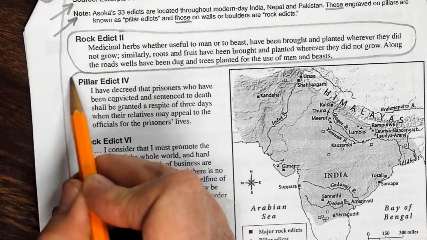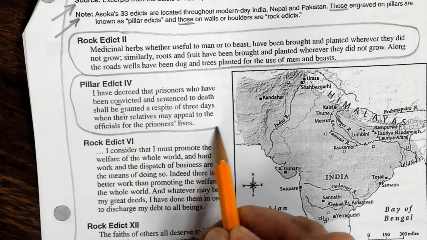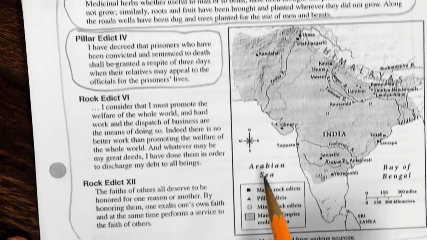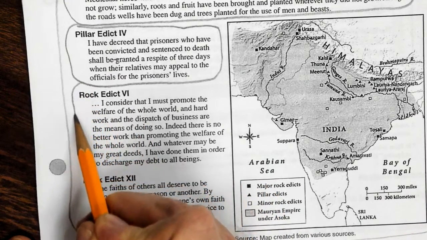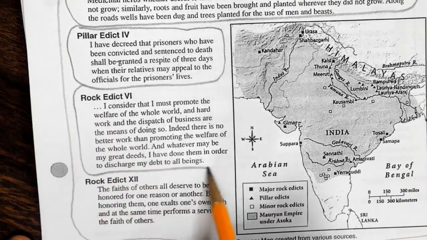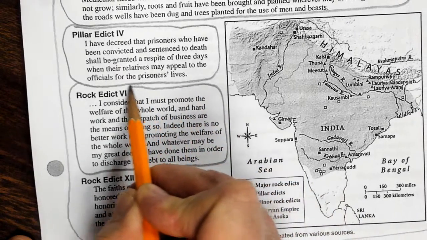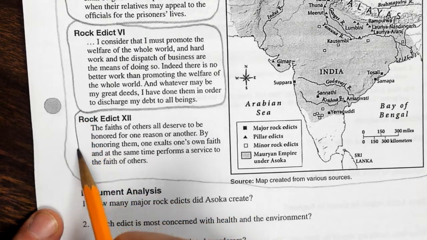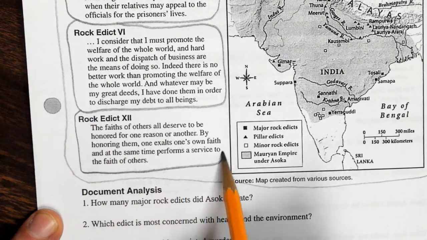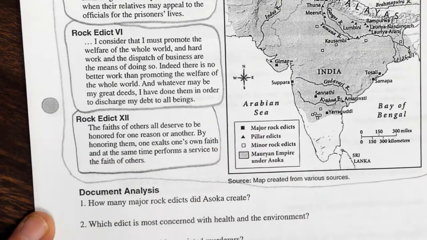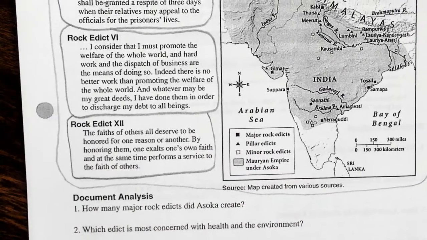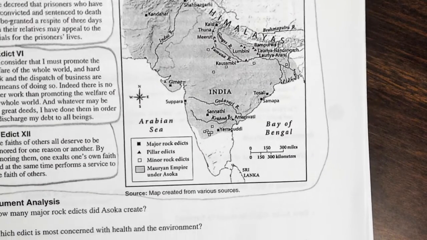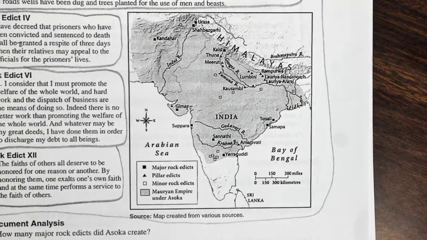We're going to circle pillar edict number 4. Circle rock edict number 6. And circle rock edict number 12. Alright? Now, let's break down the map before we read our edicts. So here's our map. Let me zoom out.